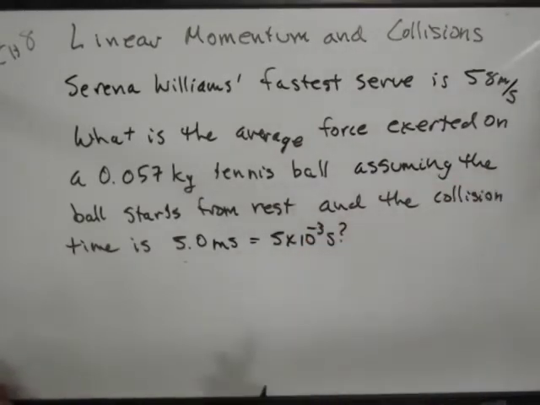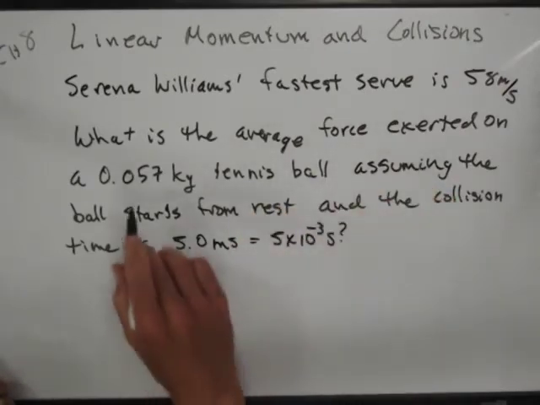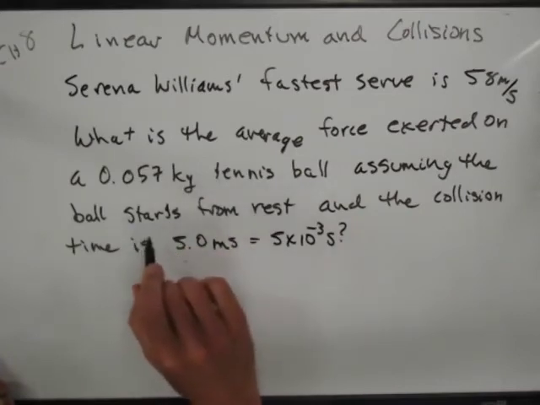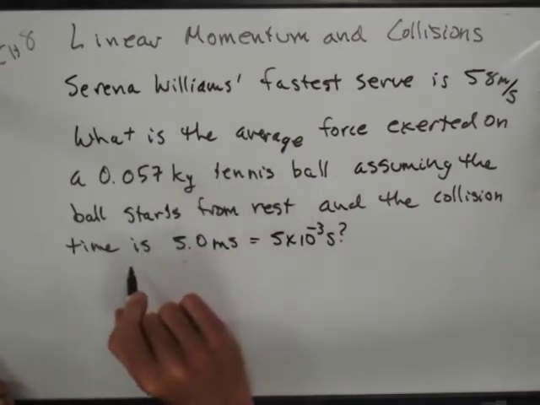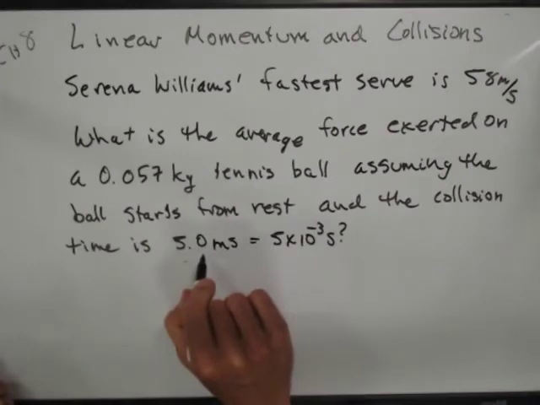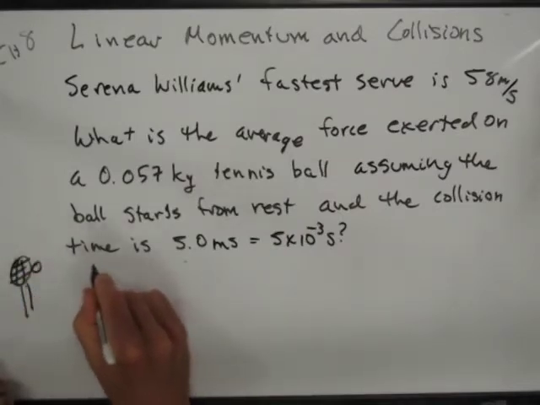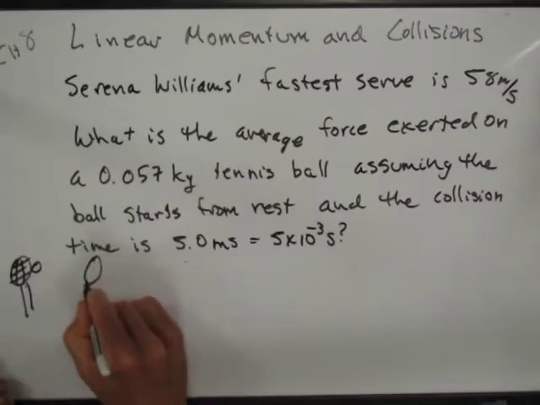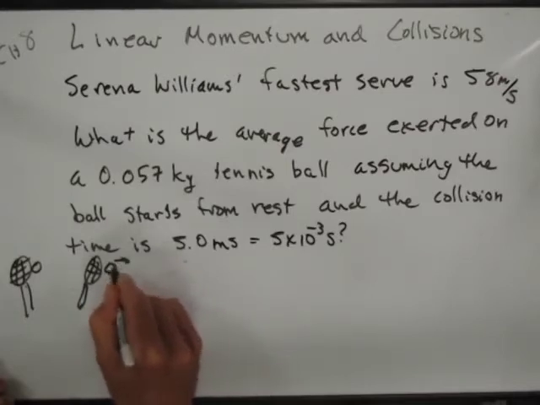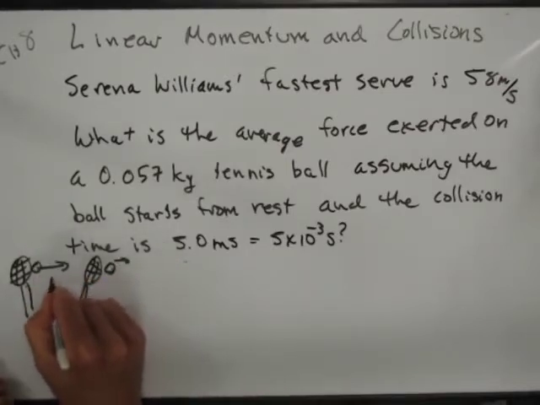Serena Williams' fastest serve is 58 meters per second. What is the average force exerted on a 0.057 kilogram tennis ball, assuming the ball starts from rest, and the collision time is 0.05 seconds? So here's her racket, and it contacts the ball, and then it hits the ball forward. And now the ball leaves. And all throughout here, there's a force.